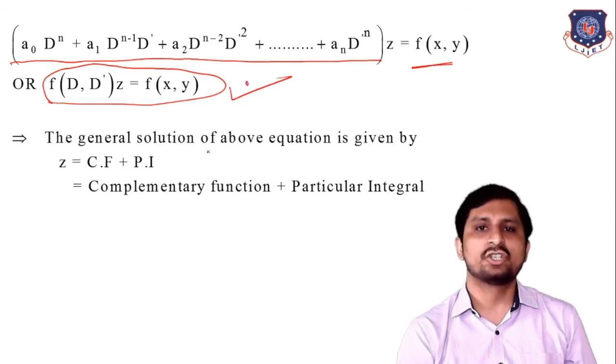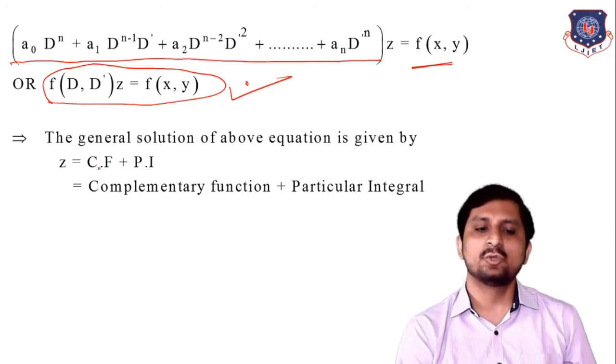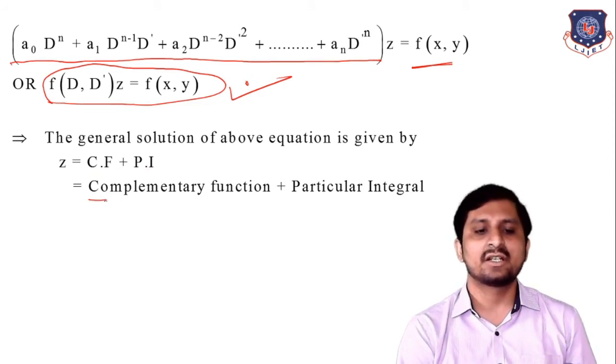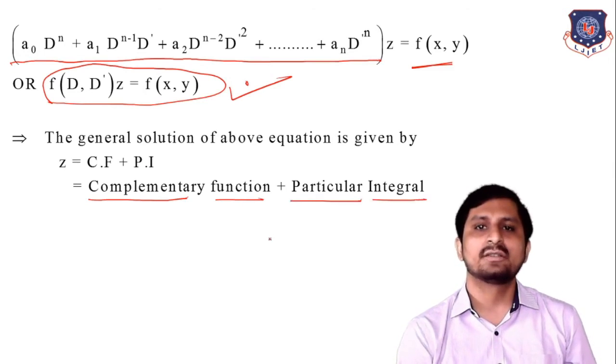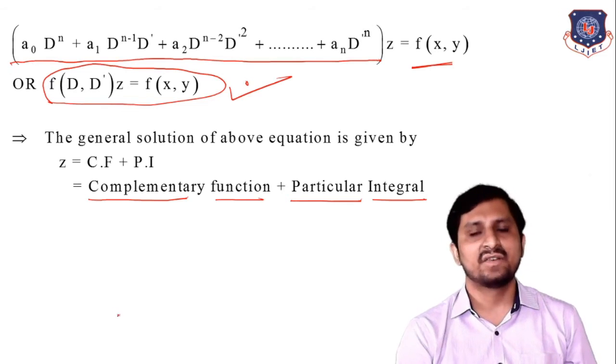So the general solution, as you already know, in ordinary differential equations also, the general solution of this type of differential equation is nothing but z is equal to CF plus PI. Now what is the meaning of CF? CF is nothing but complementary function, and PI is nothing but particular integral. So the first concept is how we can find the complementary function.